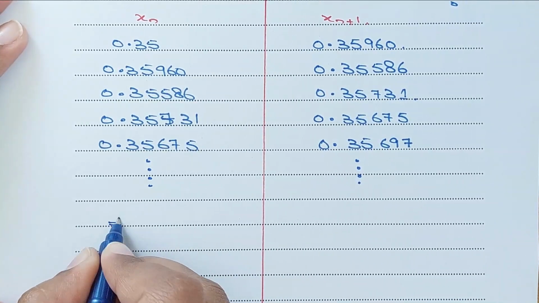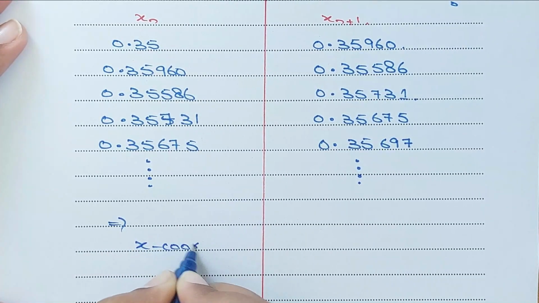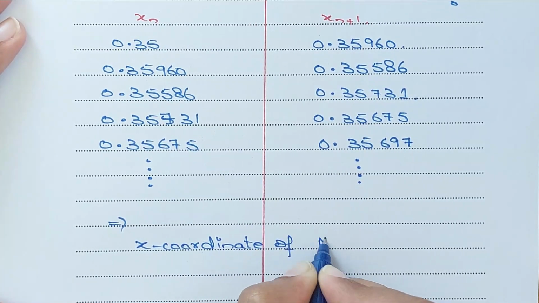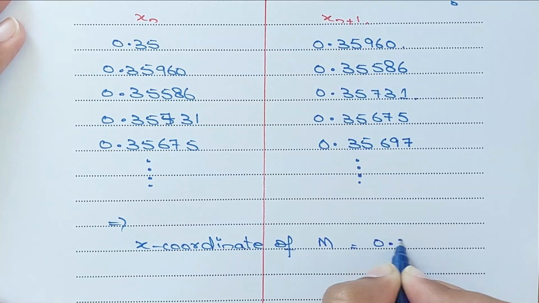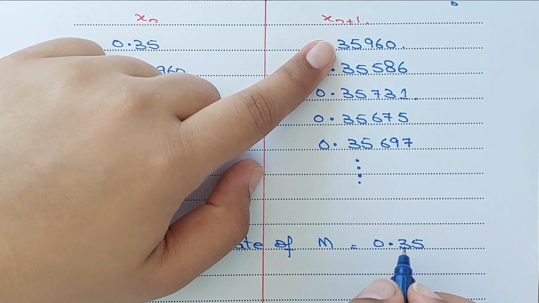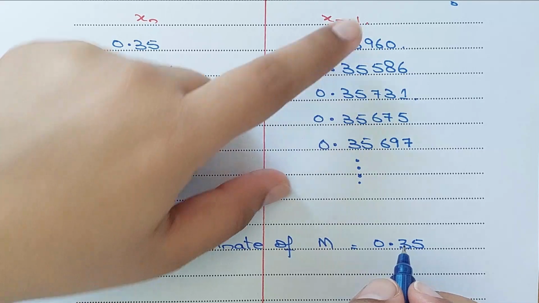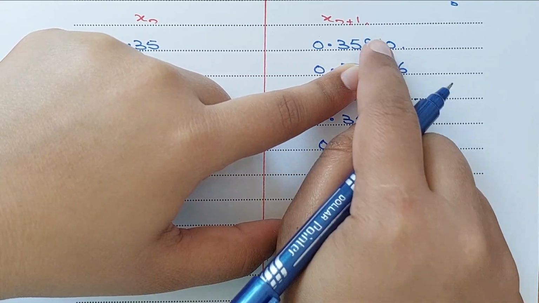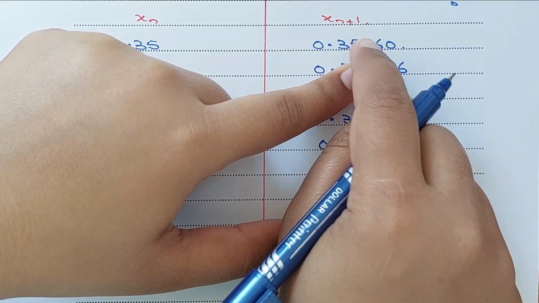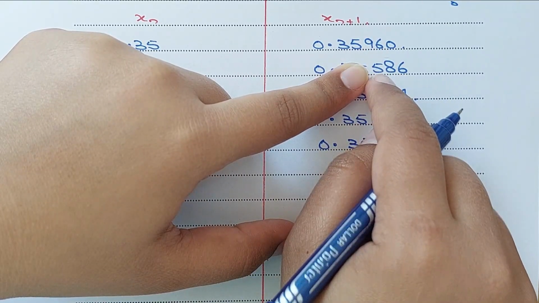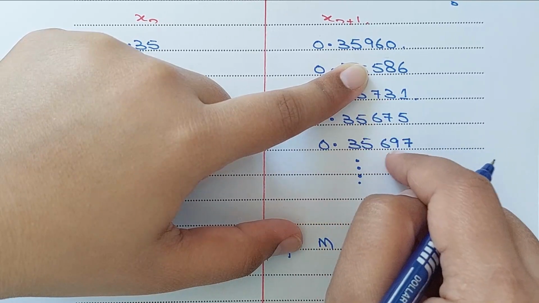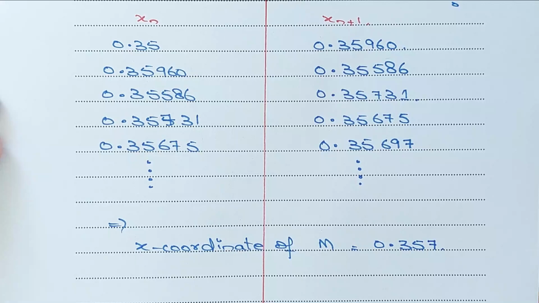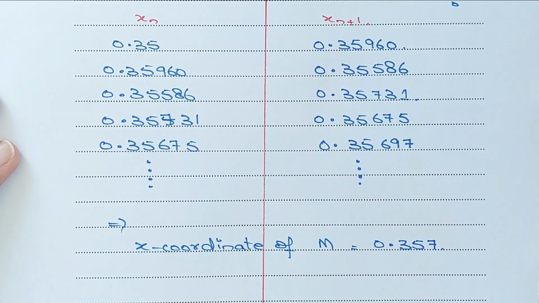So we can say that the x coordinate of m is 0.35. This is fixed. 0.35353535. It's 9 and 5. This rounded, 9 rounds to 10, this rounded to 6, and then 7 7 7, so this rounded to 7. So 0.357 is the x coordinate of m.